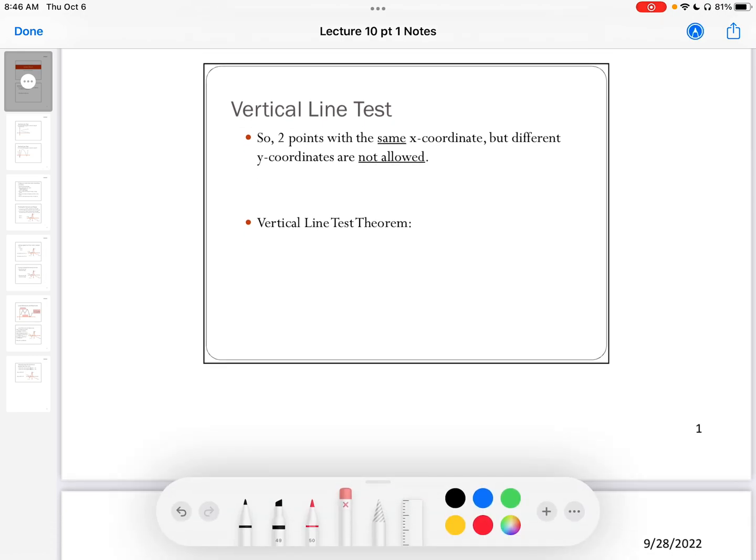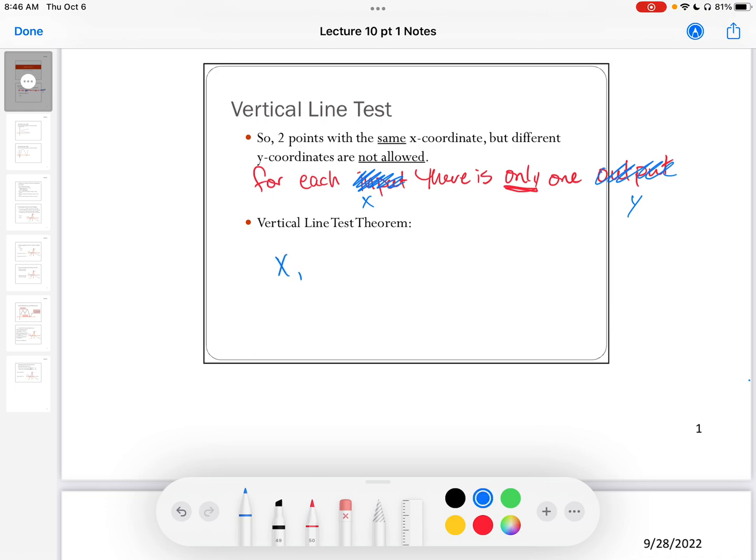So, remember our definition of a function says that for each input, there is only one output. And we talked about how there's other words that we can use besides input and output. For example, we can use X and we can use Y. Okay, so basically, if I have an X, I must have only one Y.